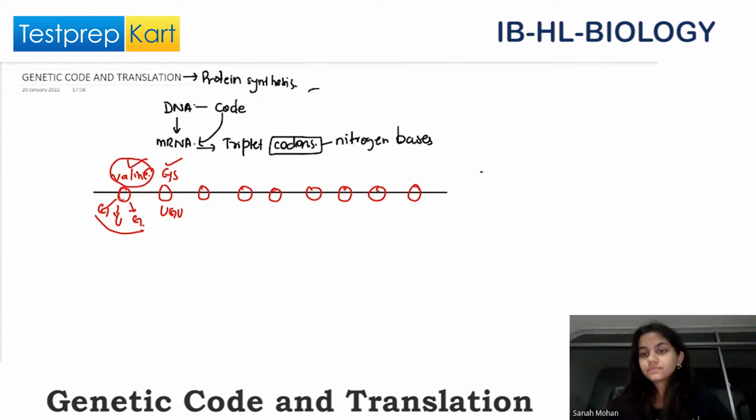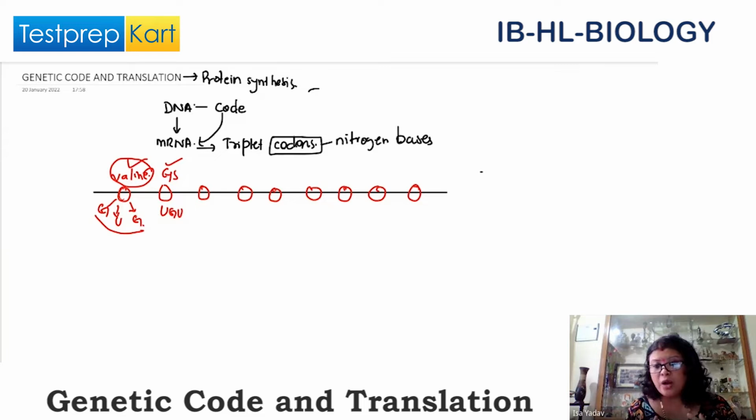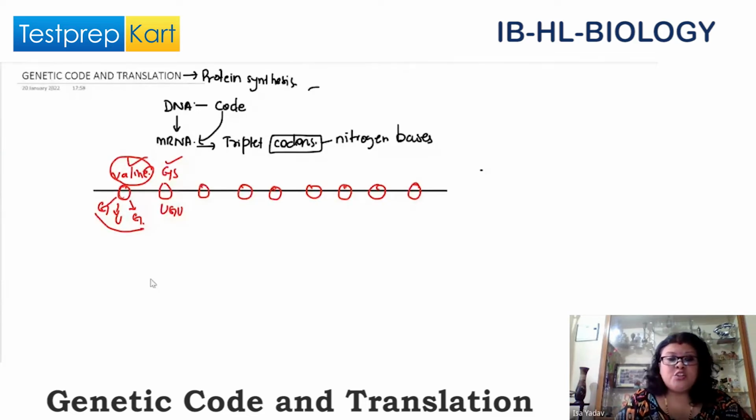Each amino acid is represented by three-letter words, which we call the triplet codon. Here, GUG refers to valine, UGU refers to cysteine. So three-letter triplet codons. Like this, what happens? Maybe for example, let's see, there is an amino acid phenylalanine.